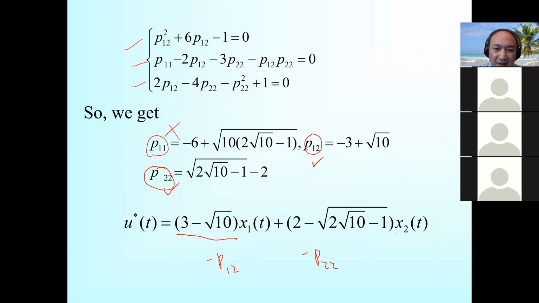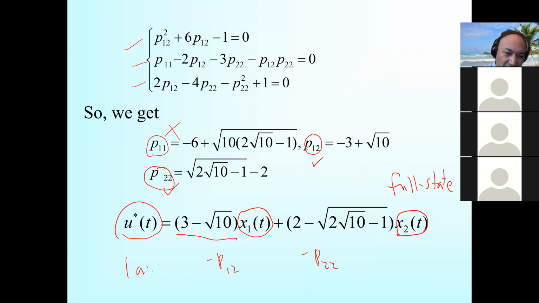So in the end, I find out I need a state feedback. This one and this one. The full state feedback. All right. So this is my control law. Okay. And it's static feedback gain. Okay. I can compute this gain in advance.